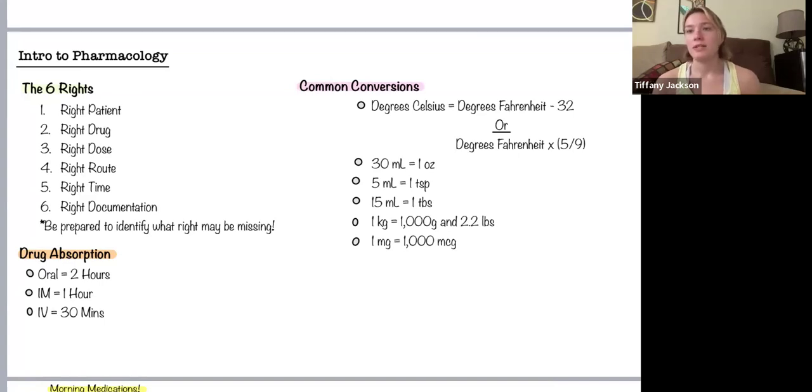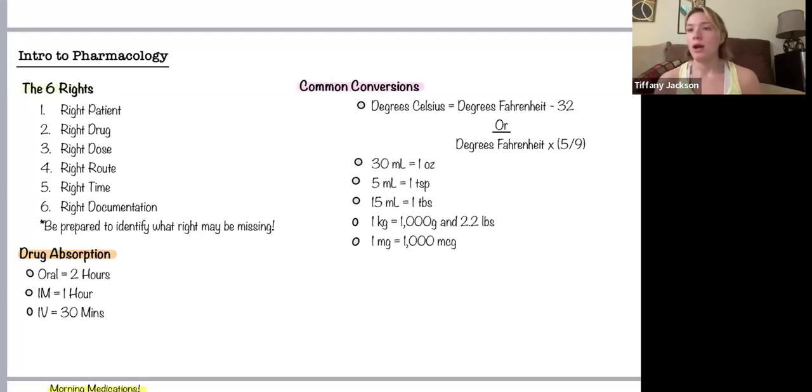Specifically, we've got our degrees Celsius. Essentially, you can take the Fahrenheit minus 32, or you can take the degrees in Fahrenheit, which is what we're more familiar with here in America, and you're going to multiply that by 5/9. It's also important to know that 30 mLs is 1 ounce, 5 milliliters is 1 teaspoon, 15 milliliters is 1 tablespoon.